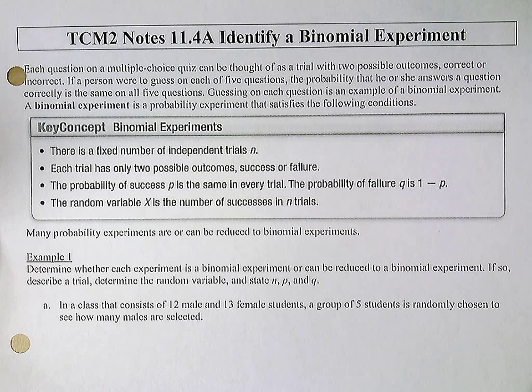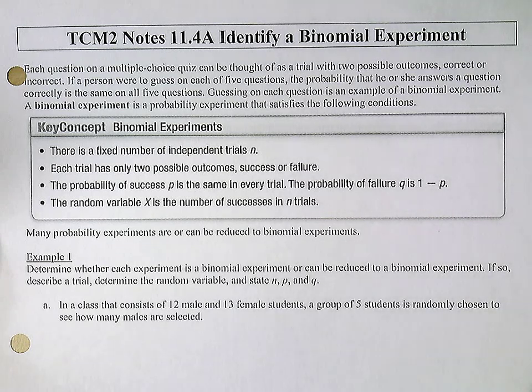So we're going to identify binomial experiments today. Each question on a multiple choice quiz can be thought of as a trial with two possible outcomes, correct or incorrect. If a person were to guess on each of the 5 questions, the probability that he or she answers the question correctly is the same on all 5 questions. Guessing on each question is an example of a binomial experiment.